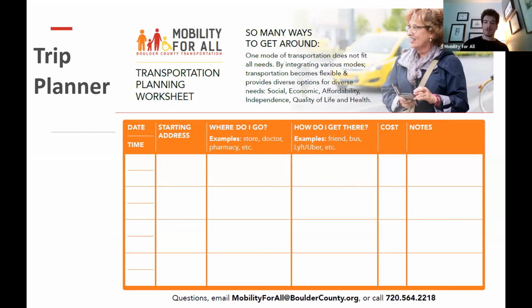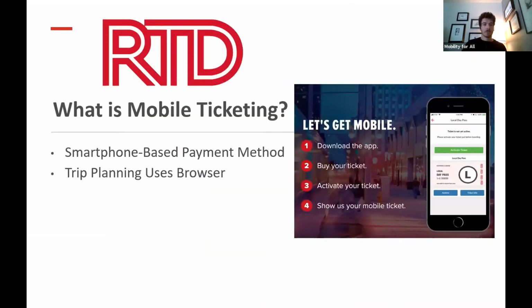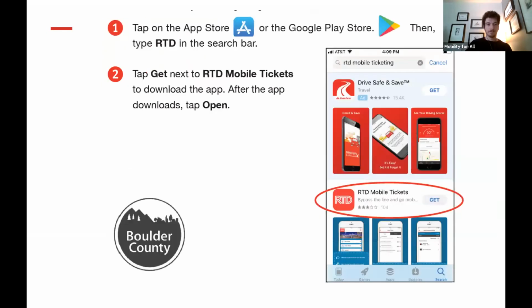So that's the planning worksheet, a great tool, especially for when you're just being introduced or first starting to use these apps and you're really figuring it out. So what is RTD mobile ticketing? It's a smartphone-based payment method, and it also supports trip planning in the browser. So it's in place of a paper ticket for the bus. It's just your ticket on your phone and allows you to take RTD wherever you need to.